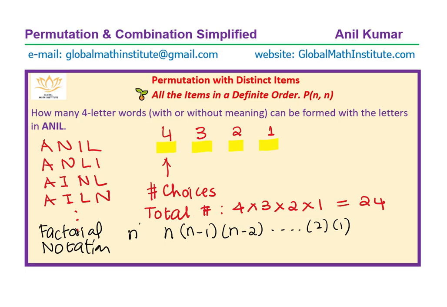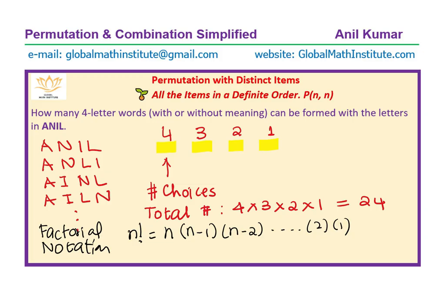And written as n with an exclamation mark, n factorial. So we read this as n factorial. It really means multiply all the numbers from 1 to n. So 10 factorial will be 1 times 2 times 3 times 4 times 5 times 6 times 7 times 8 times 9 times 10. That will be 10 factorial. So that is how we get it.